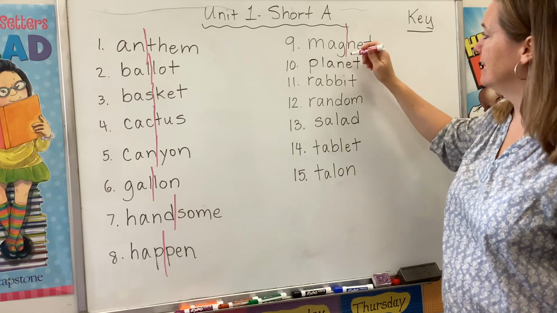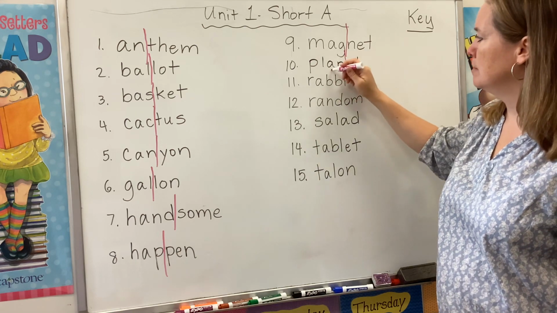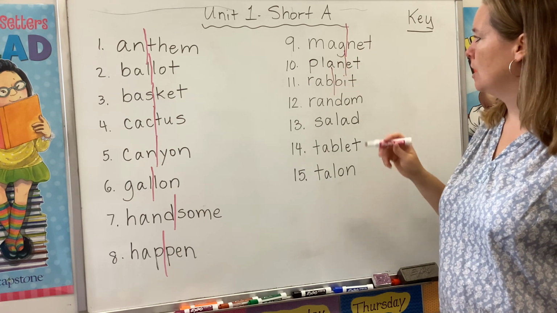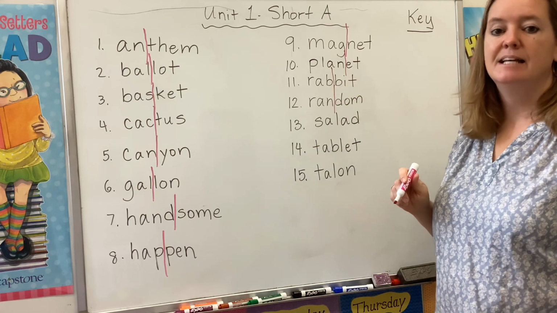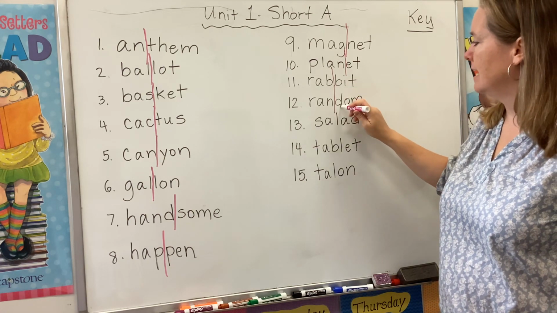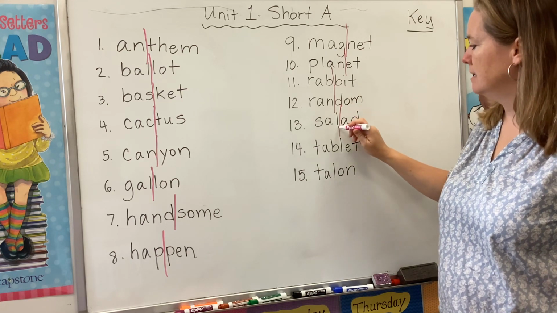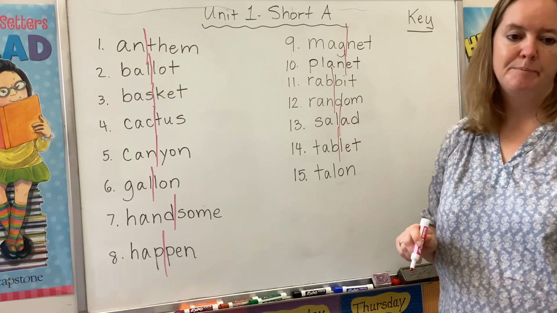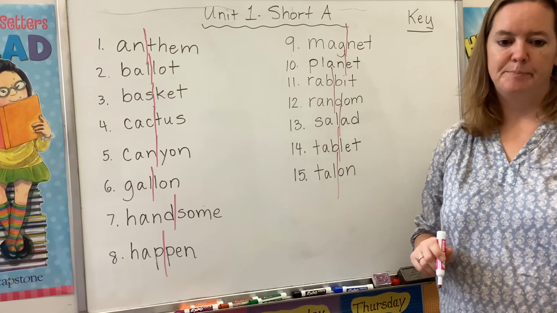Planet, after the N. Rabbit, between the B's. Random, after the N. Salad, after the L. Tablet, between the B and L. And talon, after the L.